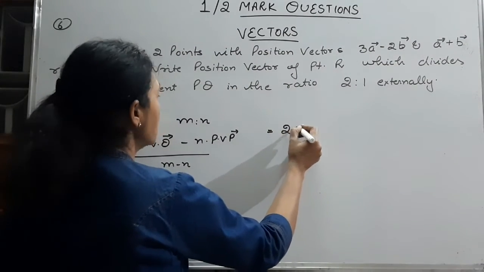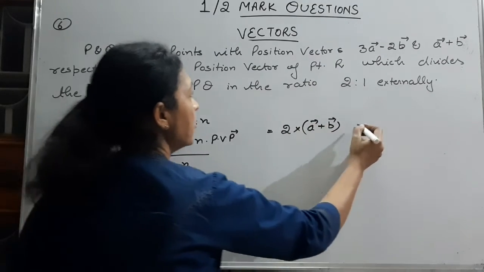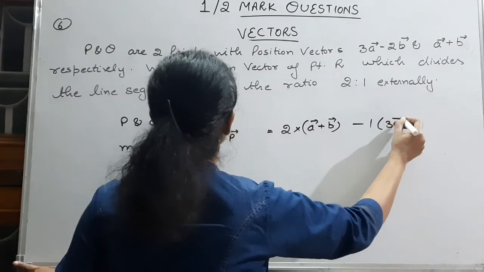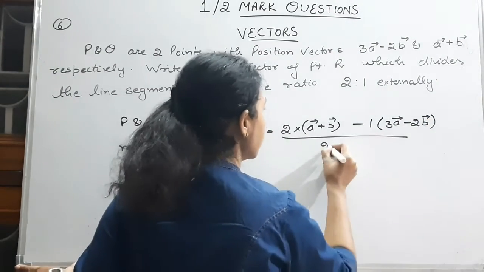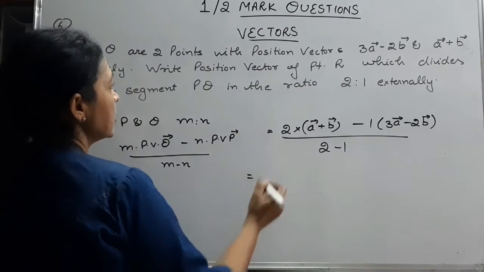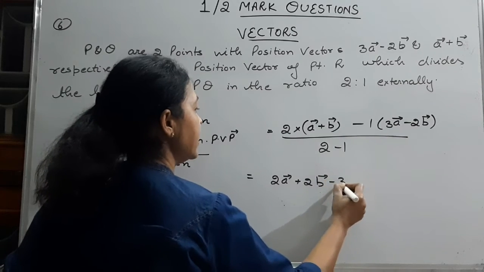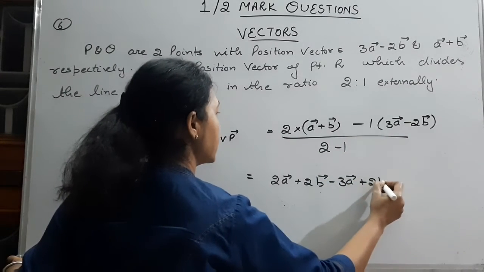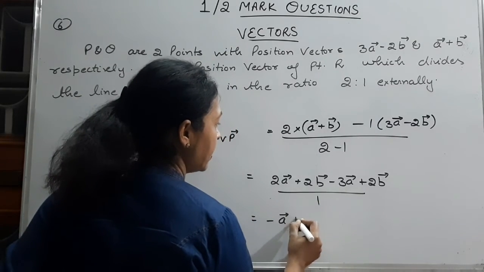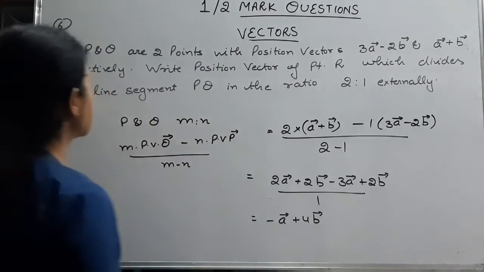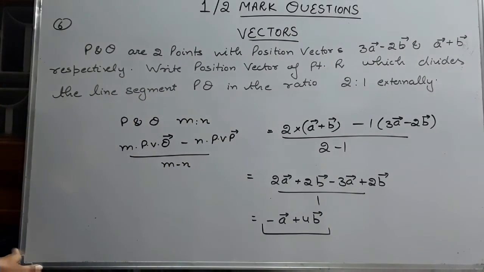What we will do? 2 into position vector of Q, which is vector A plus vector B, minus 1 into position vector of P, which is 3 times vector A minus 2 times vector B, upon 2 minus 1. This is 2 into vector A plus 2 times vector B minus 3 times vector A plus 2 times vector B upon 1. We have minus vector A plus 4 times vector B. This is the position vector of point R, which is dividing P and Q externally in the ratio 2:1.